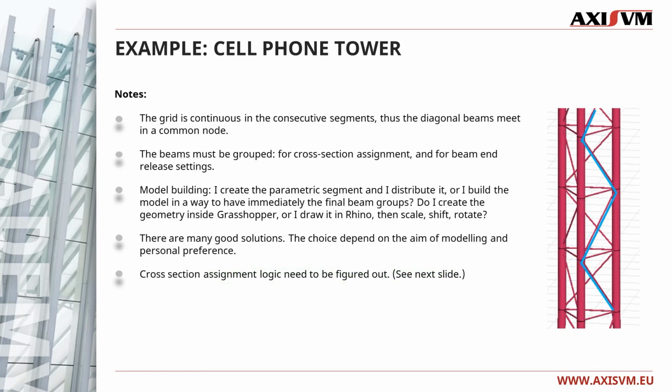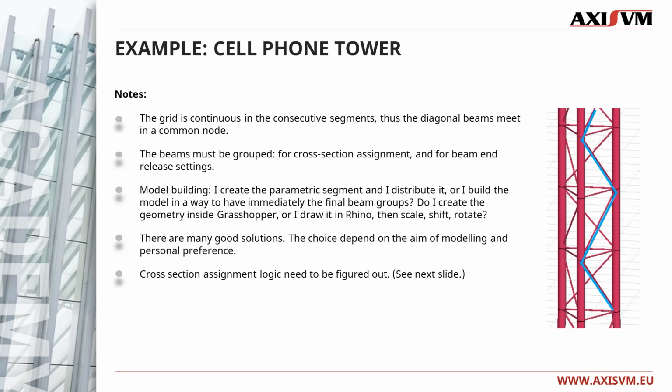The following considerations have been done during modeling. The grid is continuous in the consecutive segments, thus the diagonal beams meet in a common node. The beams must be grouped for cross-section assignment and to set beam end releases.